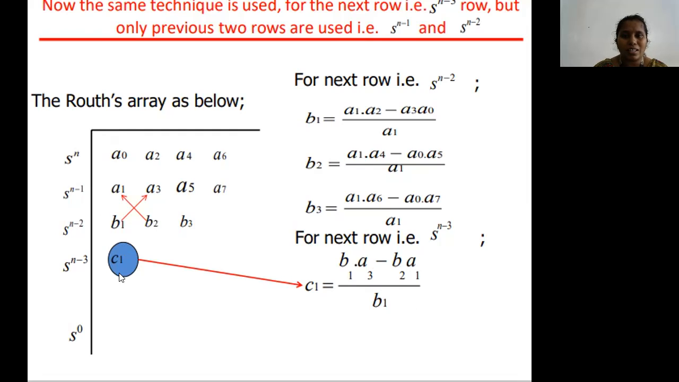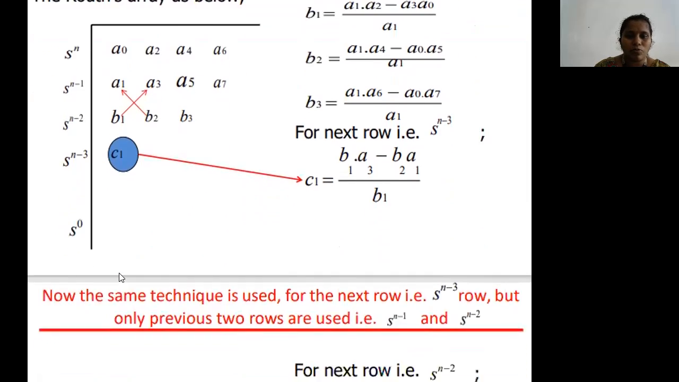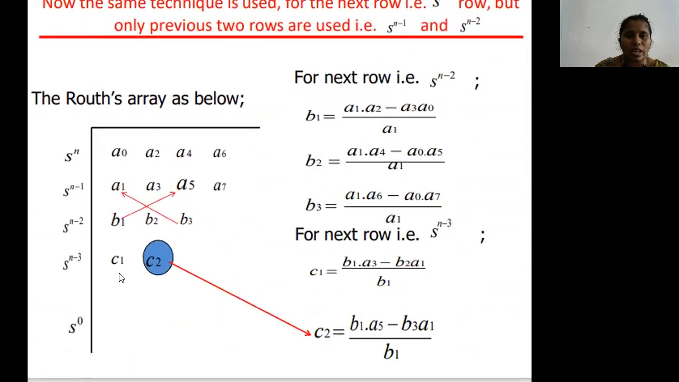Then how can we obtain the value for c2? In the same way, c2 is equal to (b1 a5 minus b3 a1) divided by b1. So this is the value for c2 which we obtained. So till now in this row we obtained two values, c1 and c2. C1 is equal to (b1 a3 minus b2 a1) divided by b1, and c2 is equal to (b1 a5 minus b3 a1) divided by b1.